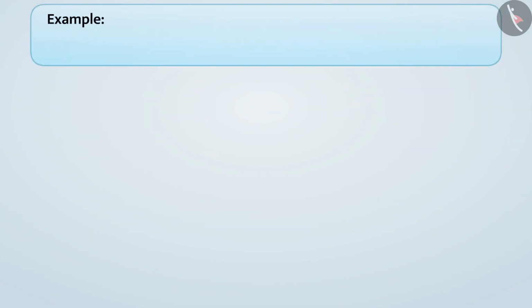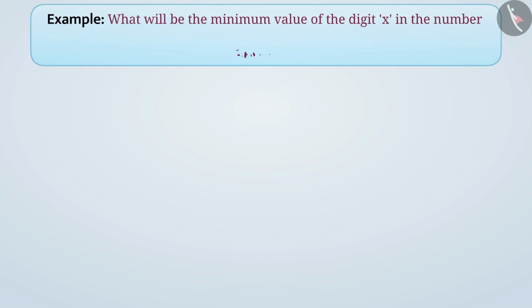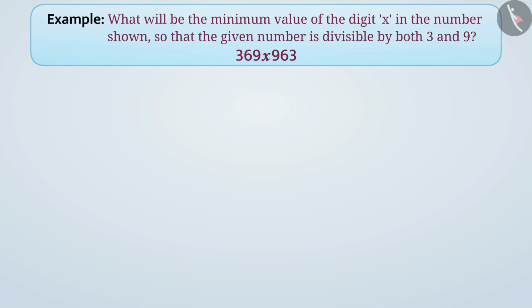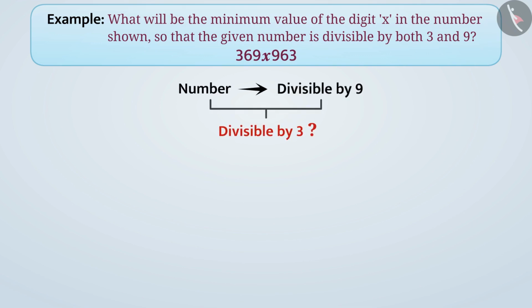Next example. What will be the minimum value of x in the number shown so that the given number is divisible by both 3 and 9? Just before solving this question, think, will a number be divisible by 9 or divisible by 3? Pause the video and consider it.